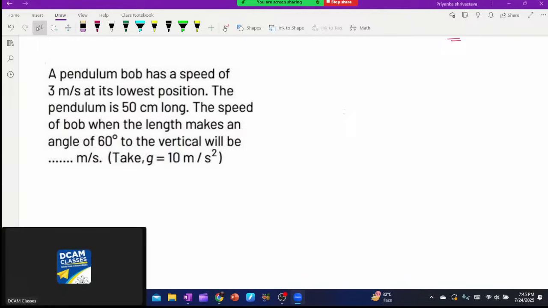So what should be the answer? The answer is 2 meter per second. I got it. Very good. Emma, what about you? Are you getting it?